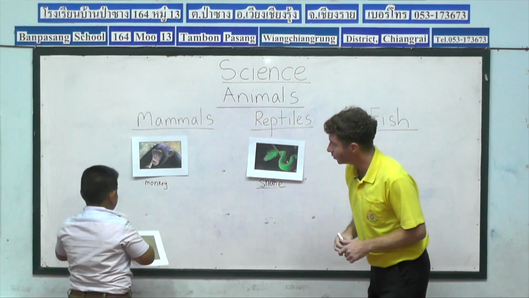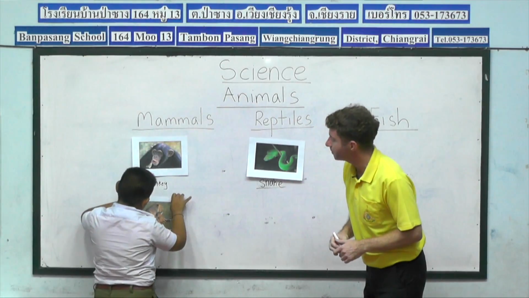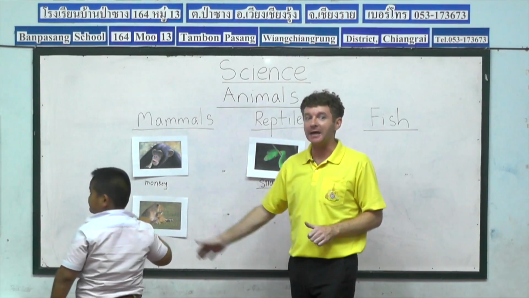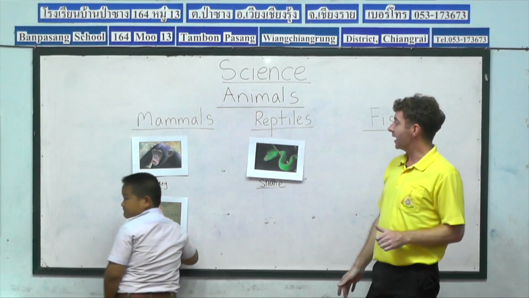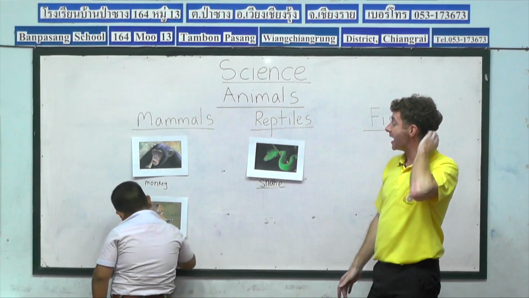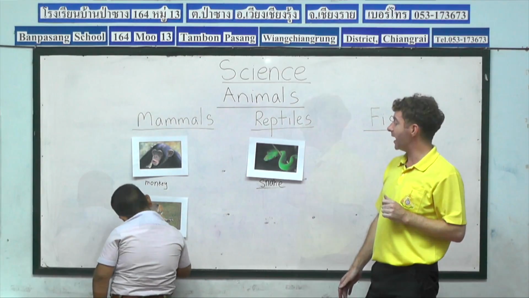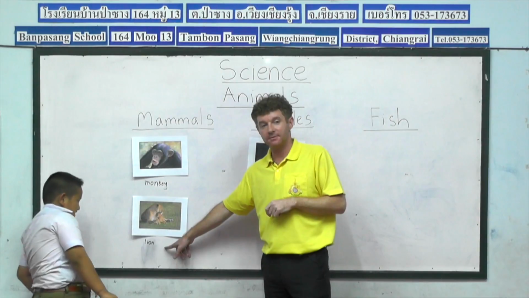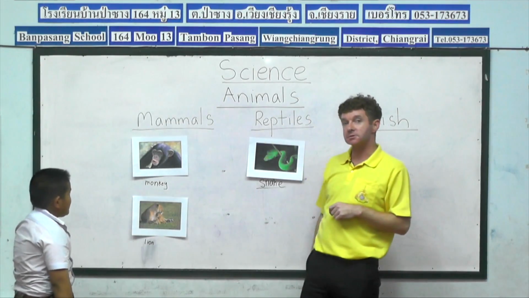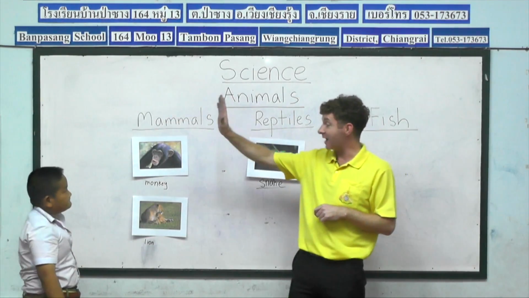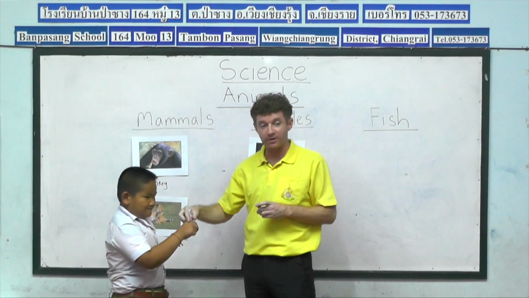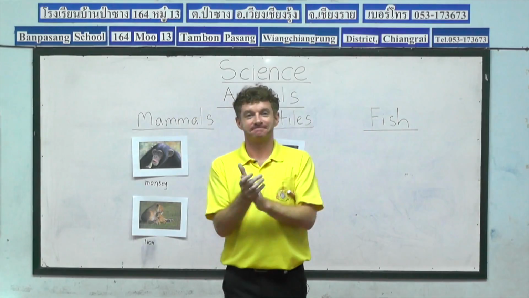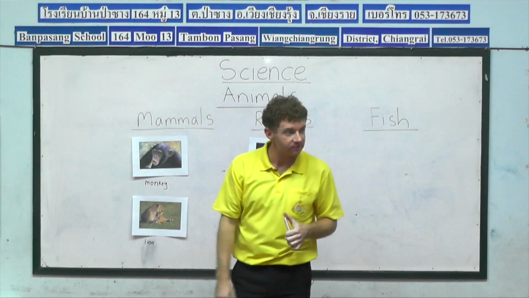So Net, what part of the board will you place it? Perfect. And then, can we help Net to spell lion? L-I-O-N. Perfect. So all together, guys, lion, mammals. Yes. High five and a big round of applause for Net. And now for our next student.